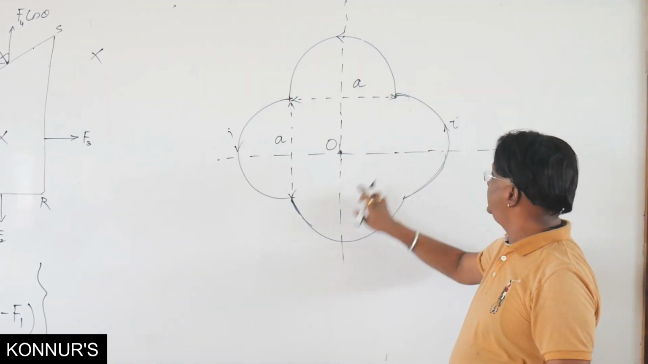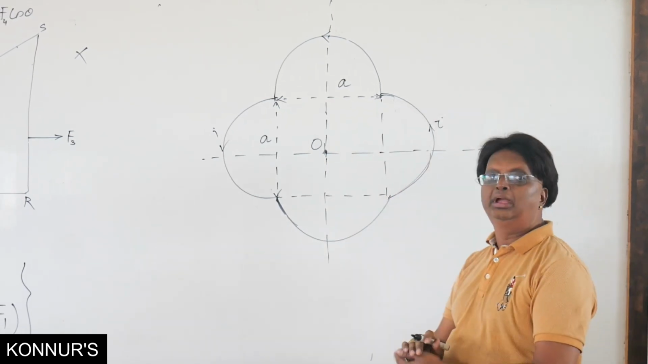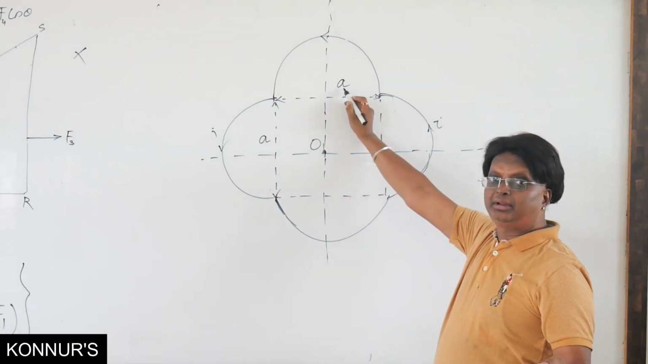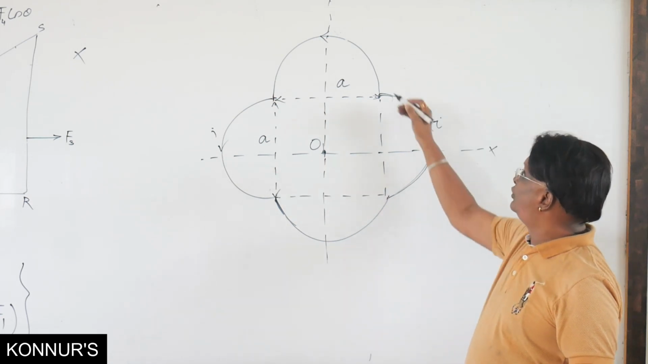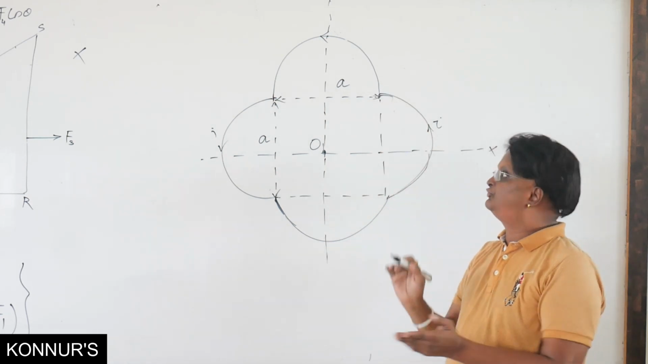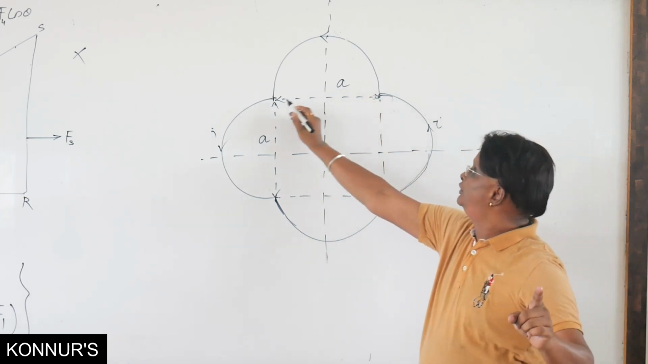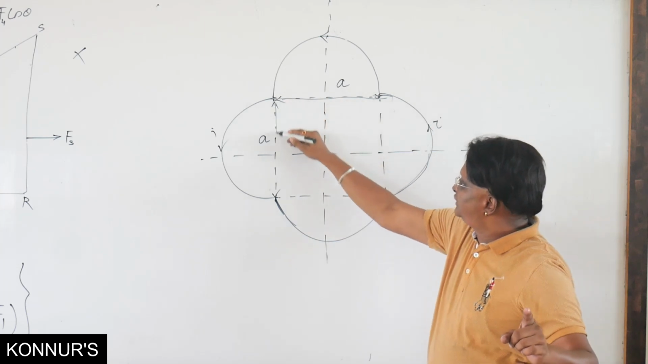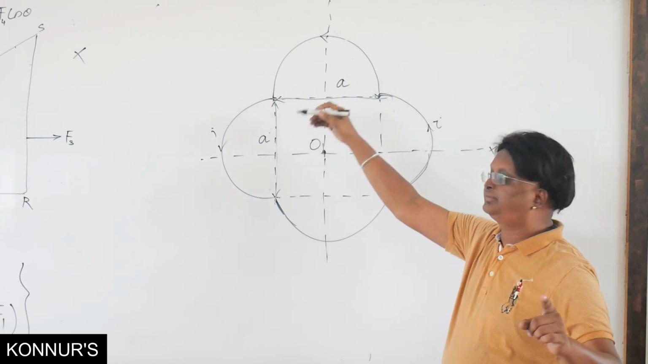1, 2, 3, 4 parts are there here. All these 4 parts are semicircles of diameter A. So these are 4 semicircles connected to form this loop. Remember, A is not the radius. I told you, this is the diameter, which is A. And this loop carries a current.